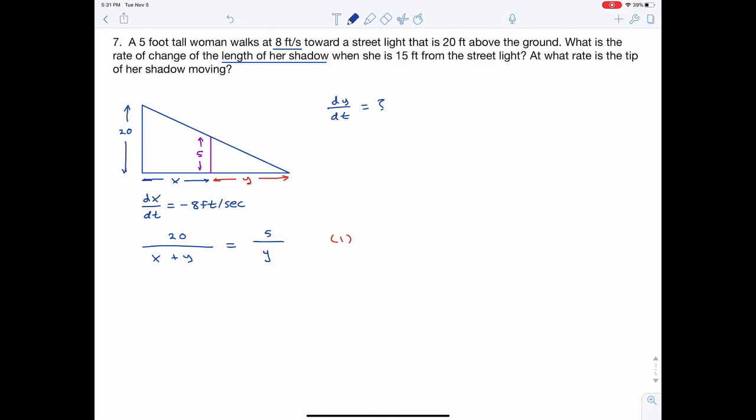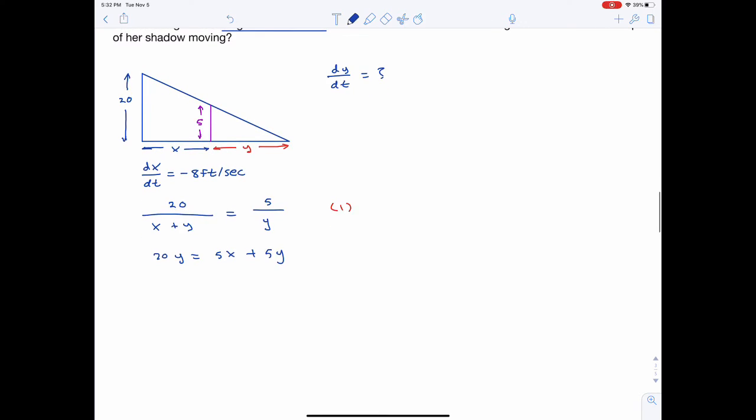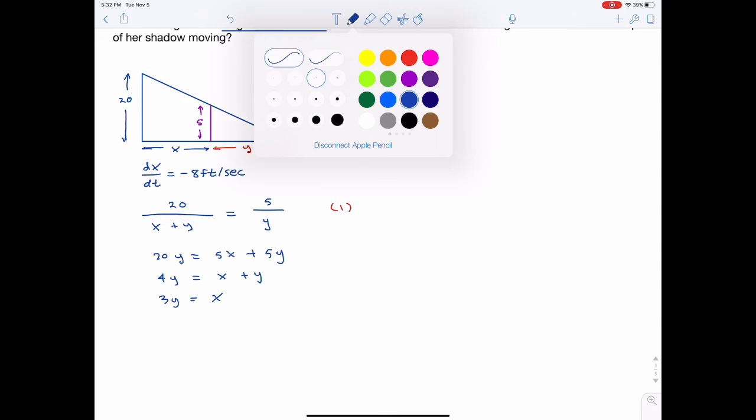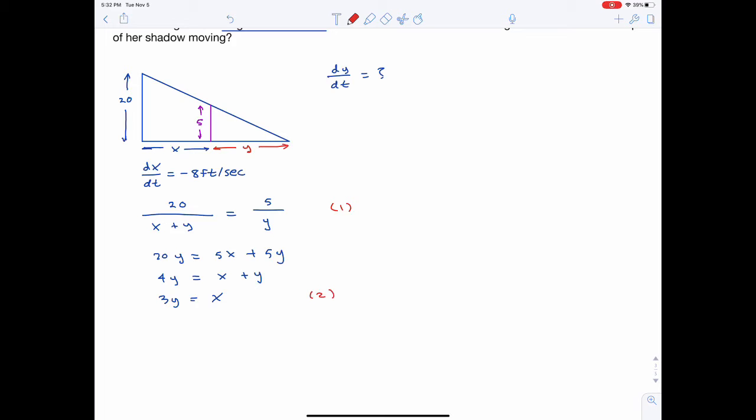Okay, let's go through and simplify this a bit. I'd like to clean this up a little bit. So in this case, I have 20y equals 5x plus 5y. Dividing everything by 5, I get 4y equals x plus y. And moving that y over, I get 3y equals x. I have a function here, and let me call that function number 2.